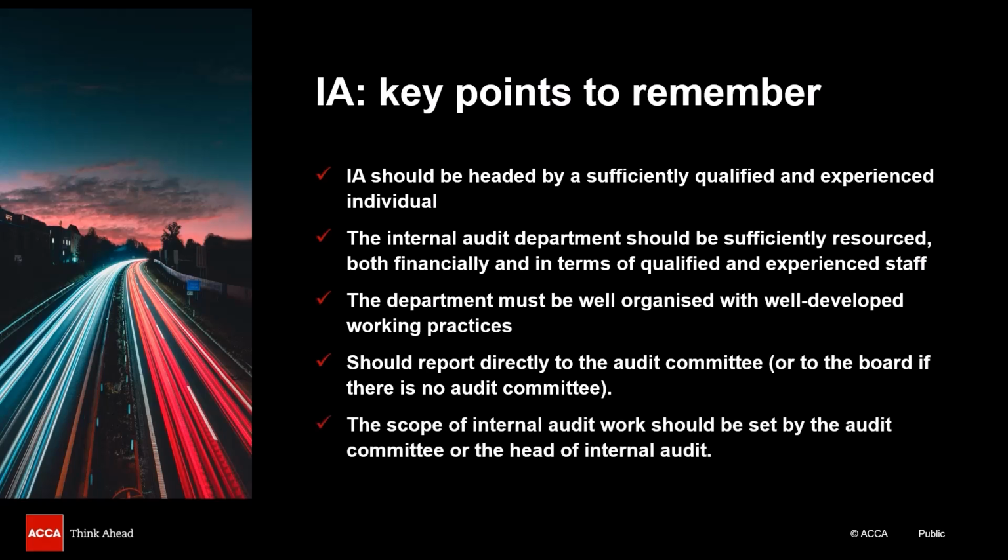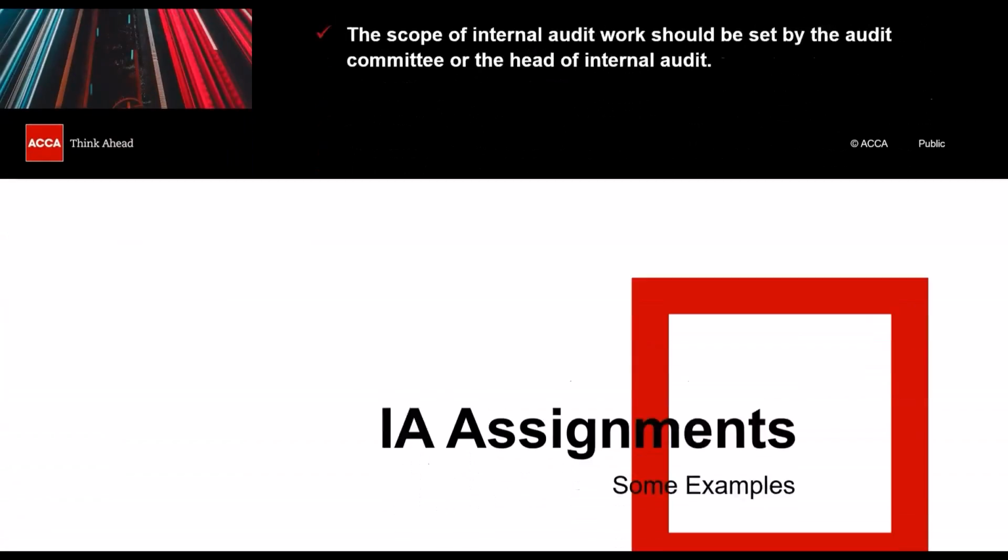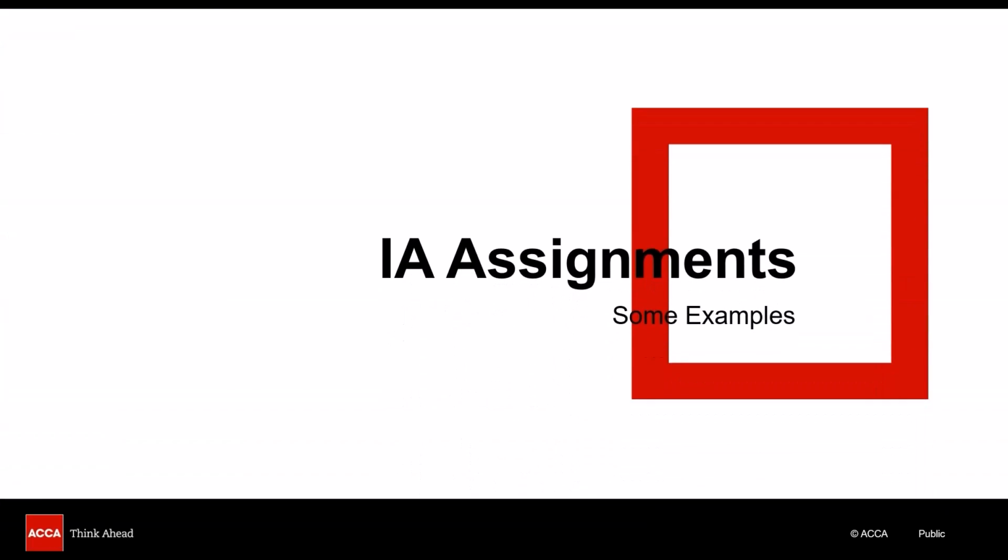The scope of their work should be set by the audit committee or the head of internal audit. Scope basically means the work that they're going to do or the assignments that they will actually carry out. So these are the points that you need to keep in mind so that you can attempt these questions in section A. We will now look at some assignments which are commonly carried out by internal auditors. Remember, this is not a complete list, just frequently tested examples in the AA exam.